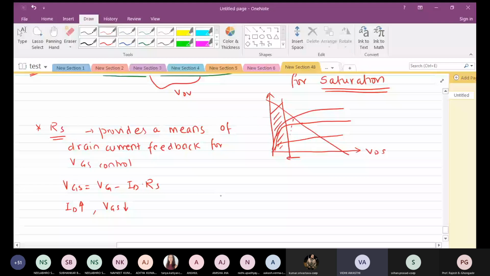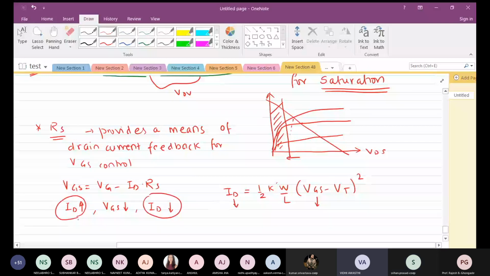But we already know ID is equal to half K dash W by L into VGS minus VT, squared. So if VGS decreases, what will happen to ID? It will also decrease. So an attempted increase in ID is nullified automatically. Or any change in ID is nullified.